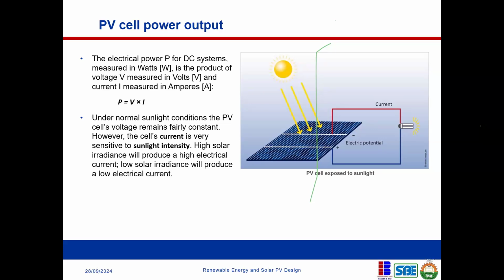So what will normally change is the current, which is this current. Power is equal to voltage times current, right? Voltage will almost remain constant, but current will always change depending on the intensity of the sun. If the sun increases, what increases is the current. If the sun reduces, what reduces is the current. The voltage does change, it doesn't remain perfectly constant, but the change is not significant. We're going to see that in a diagram anyway.